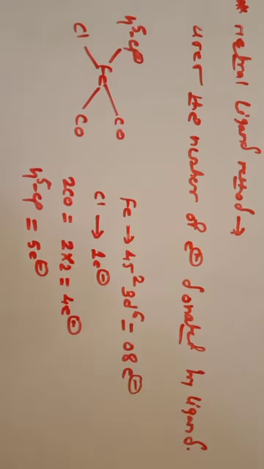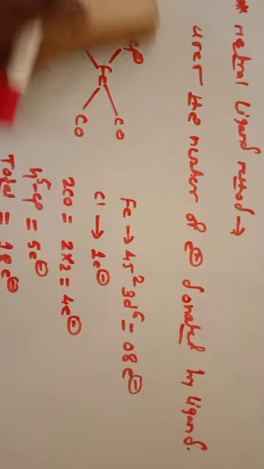So let us count the total electrons. 8 plus 1 is 9, and 5 plus 4 is 9, so total 18 electrons. So it also obeys the 18 electron rule. 8 plus 1 is 9, plus 4 is 13, and 13 plus 5 becomes 18 electrons. So in this way we can easily find the electron count by the neutral ligand method. So let's discuss another example.